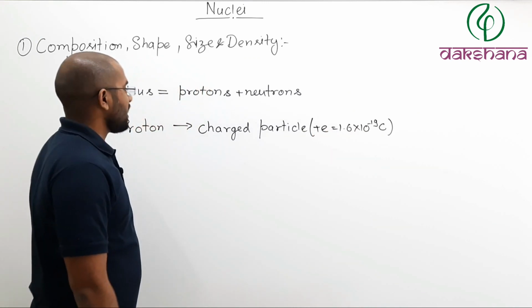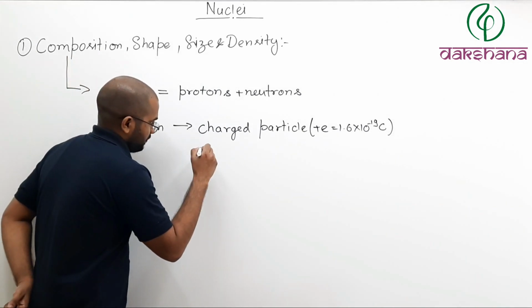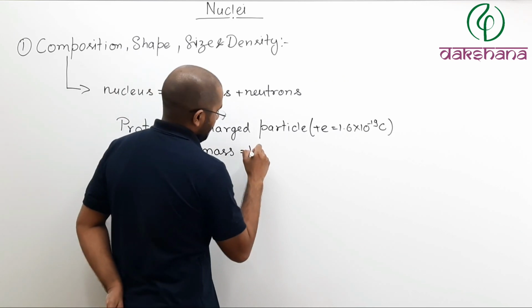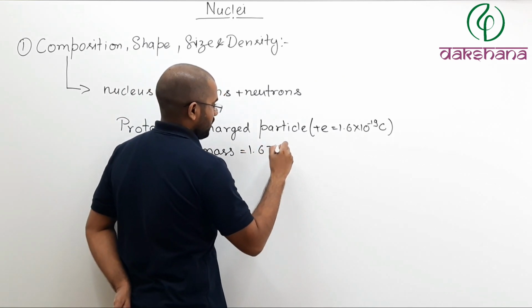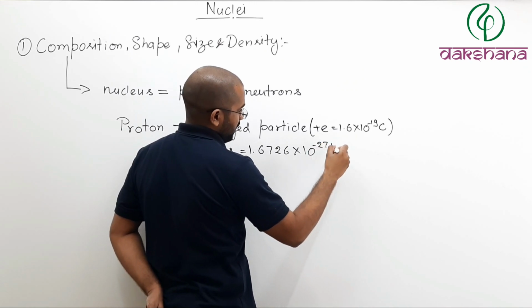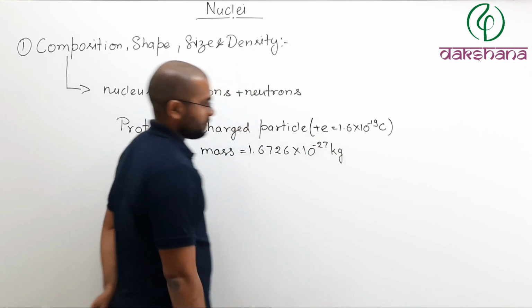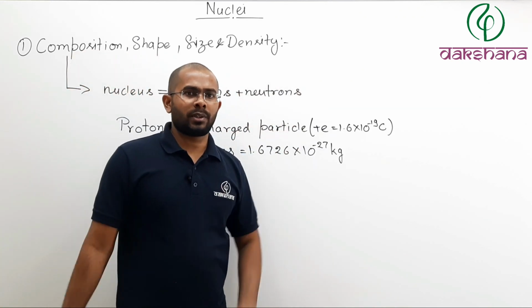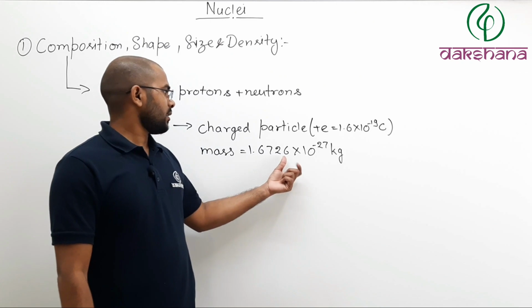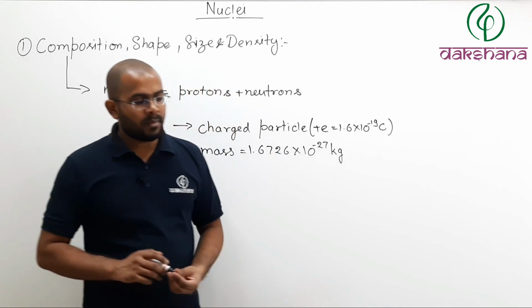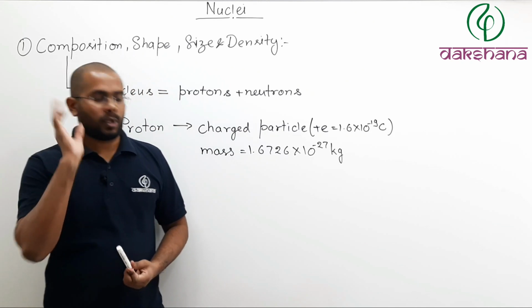Now what is the mass of a proton? The mass of a proton is written as 1.6726 into 10 to the power minus 27 kg. Now there is another unit, atomic mass unit, we will not go into that. So 1.6726 into 10 to the power minus 27 kg, that is the mass of one proton.